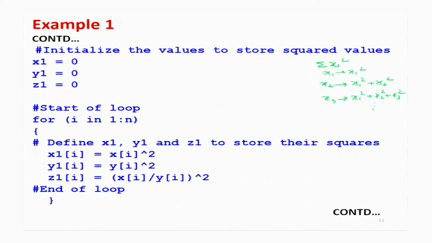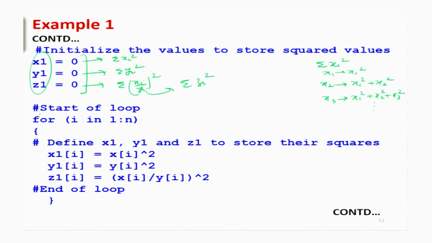So in order to begin the loop, I have to take some initial value. So I define one initial value for summation xi square, one initial value corresponding to summation yi square, and one initial value for summation xi upon yi whole square, which I am going to call the summation of chi square. That is why I have defined x1, y1 and z1, which all take value 0.